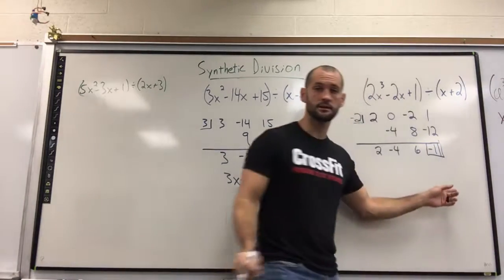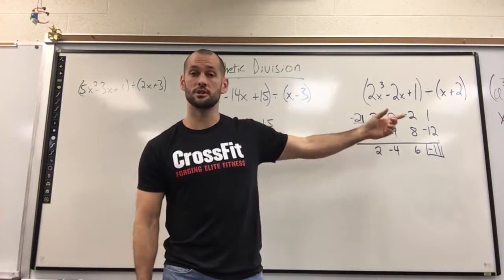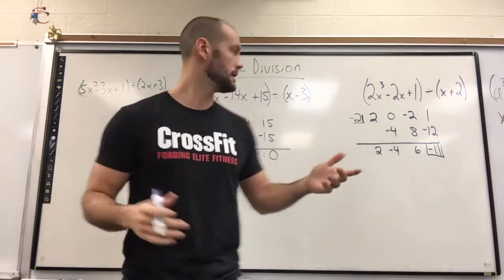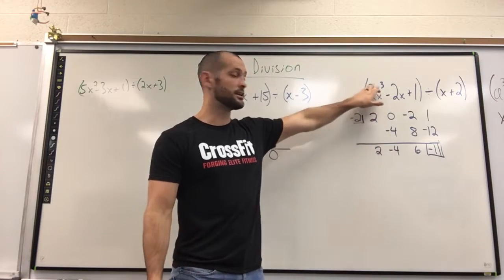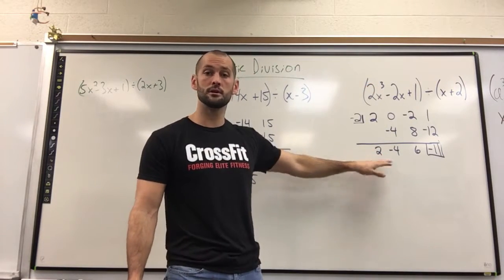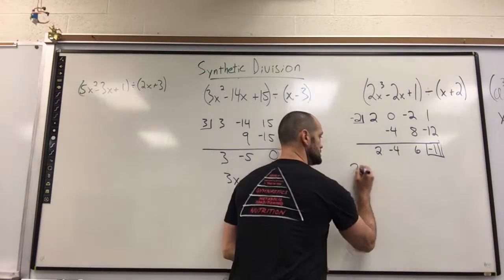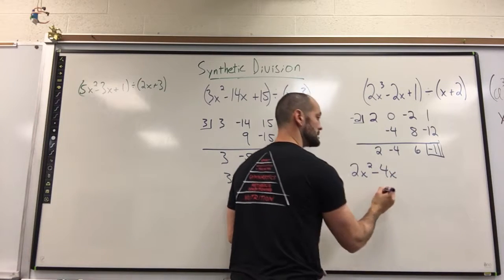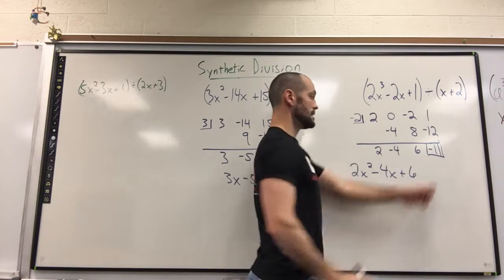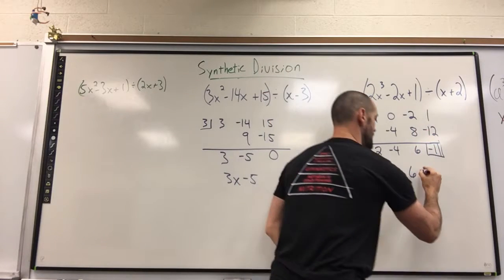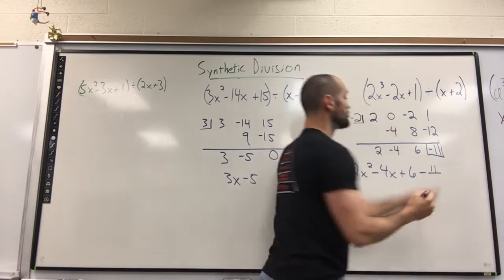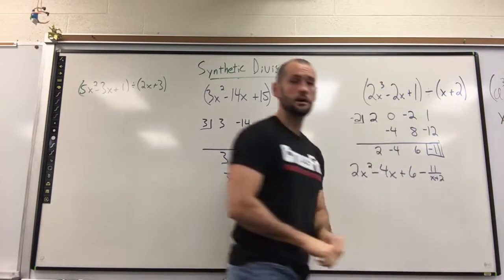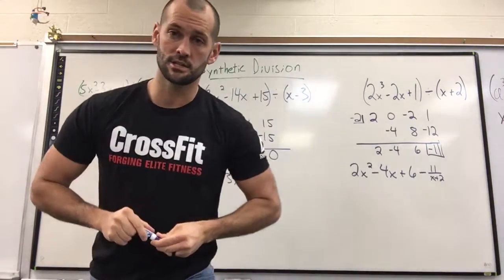This represents the remainder. You will also see synthetic division when we start talking about the remainder theorem. It's a way to evaluate functions that's very, very fast and helpful. Now let's write our final answer. We started cubed, one level down, now we're squared. 2x squared, walk it down, minus 4x, walk it down, plus 6, and the remainder is negative, so I am minus 11 over, what was I dividing by originally? x plus 2.